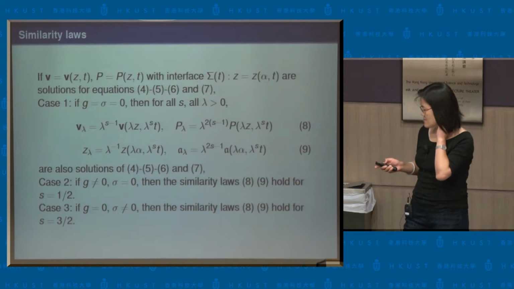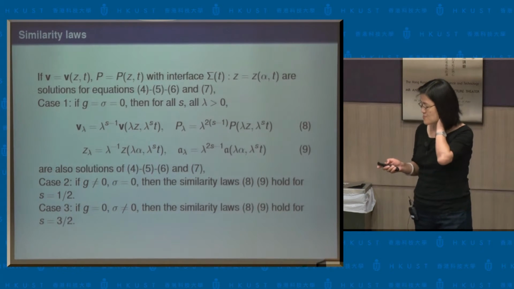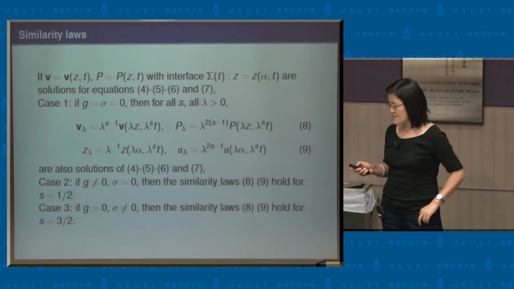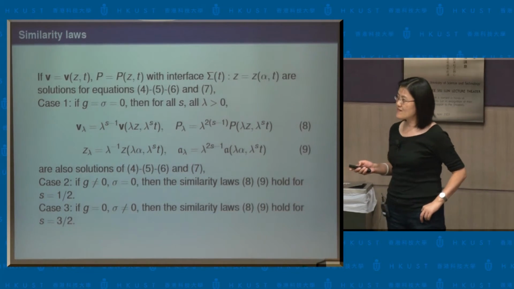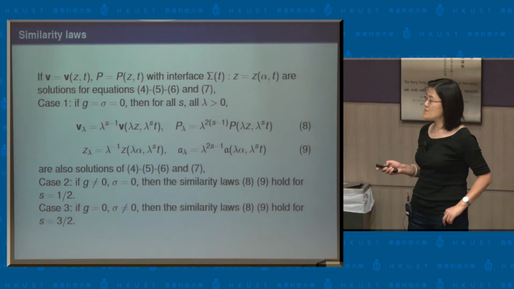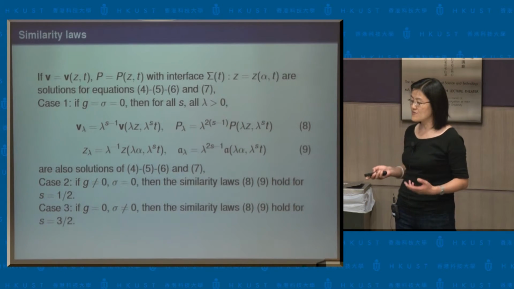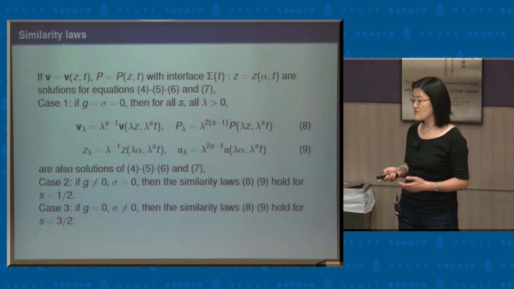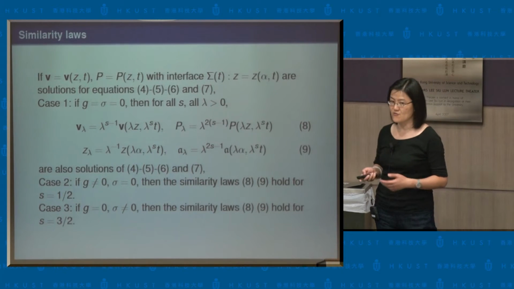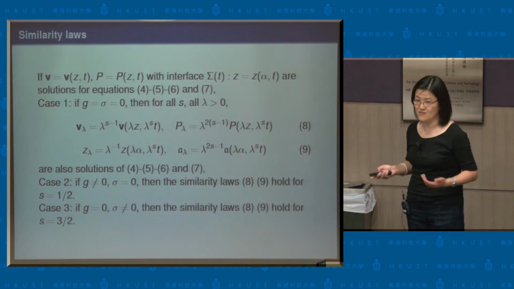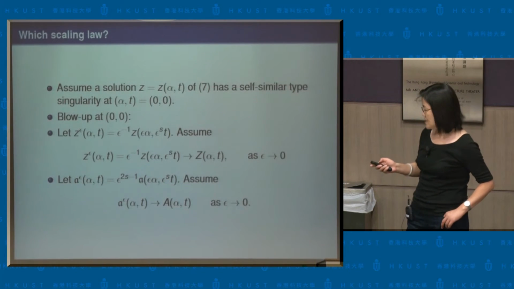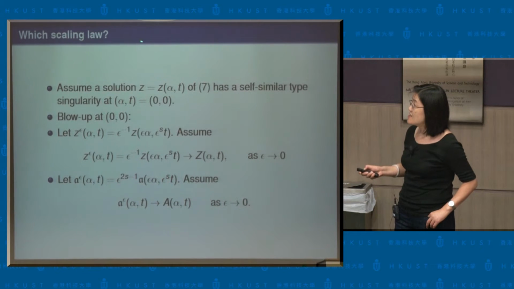Now, of course, at this point we don't know about the singularity. If there's a singularity, is this really due to similarity? Is this really self-similar? If it is self-similar, which scaling law is it following? Is it due to gravity? Is it due to surface tension, or is it due to nothing, something else? So we have to look at this.